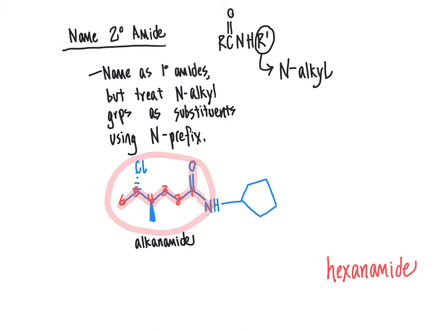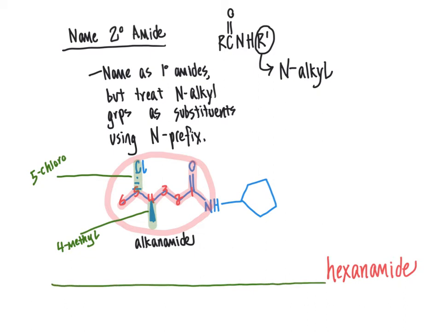Now we need to go in and name the branches that are coming off of that longest carbon chain. So at position 5, we have a chlorine branch. At position 4, we have a methyl branch. So I'm going to go ahead and sketch in the names of those so that we have those handy for later. So this is going to be a 5-chloro and a 4-methyl. And we'll keep those handy because when we go to list the names of all the branches here at the beginning, we will include the branch over here that's bonded to the nitrogen as one of the branches that we include in our alphabetical lineup here.